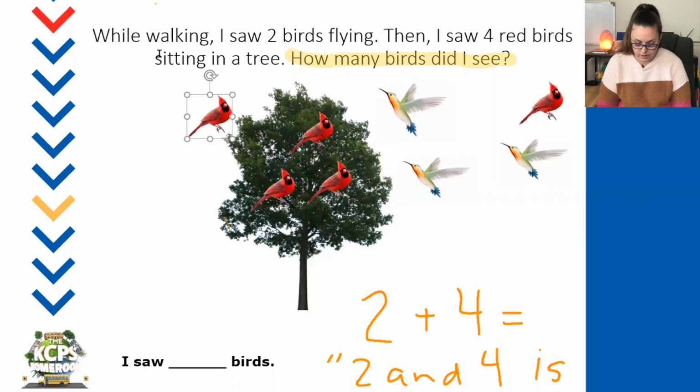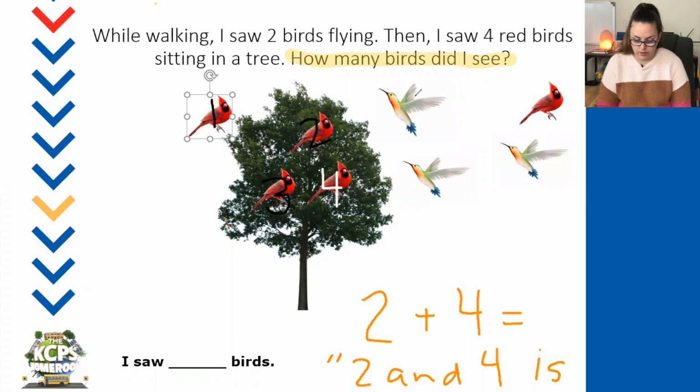So there's one red bird, 2, 3, let me switch to white, 4. Then we have to count the other birds as well, but we have to count on from 4. So we stopped at 4.